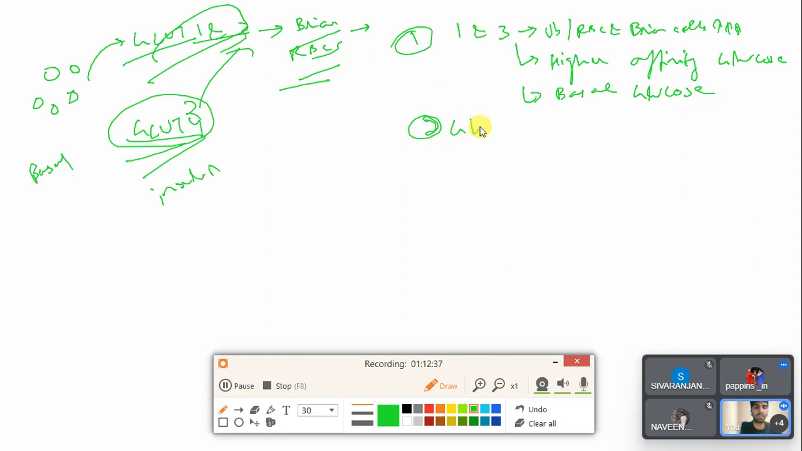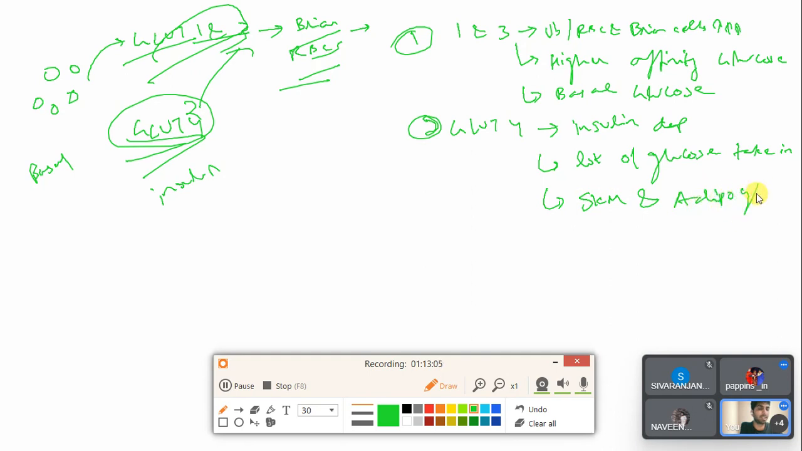And then GLUT4, this is also one of the special GLUTs. First of all, it is insulin dependent. It can take a lot of glucose once it gets activated. Insulin dependent, a lot of glucose taken. Next, it is present on SKM, that is skeletal muscle cells, and adipocytes mostly, because this is where the glucose comes in from the blood. So these are the major points.